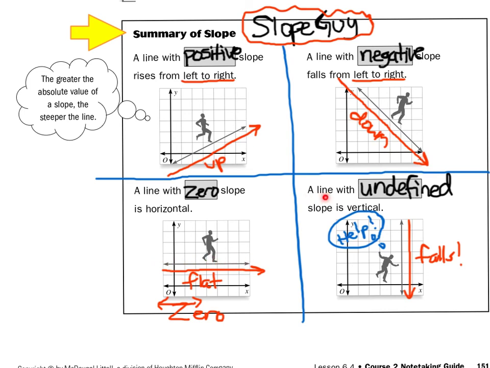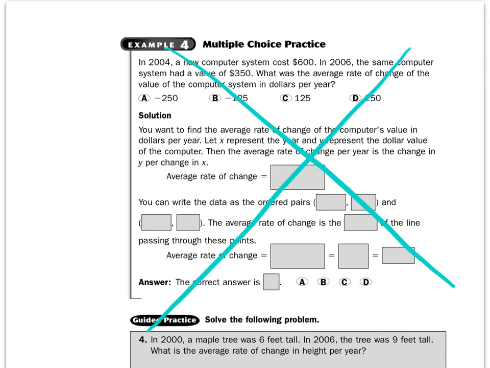And then this situation, a line with an undefined slope is a vertical line going straight up and down. So you can imagine slope guy is like, yeah, he's falling, but don't worry, he never hits anything, he just falls. And you can draw a parachute on here if you just want him to be floating down. All right, but he's going to float down, down, down, down, down forever, okay? So that would be an undefined slope. Okay, and you can lightly cross out example 4 because we're done with this lesson.